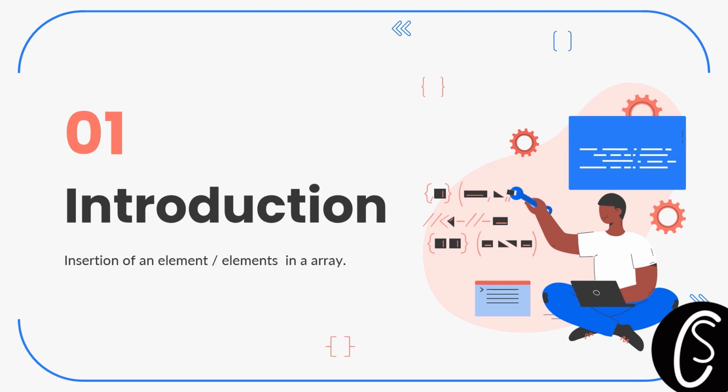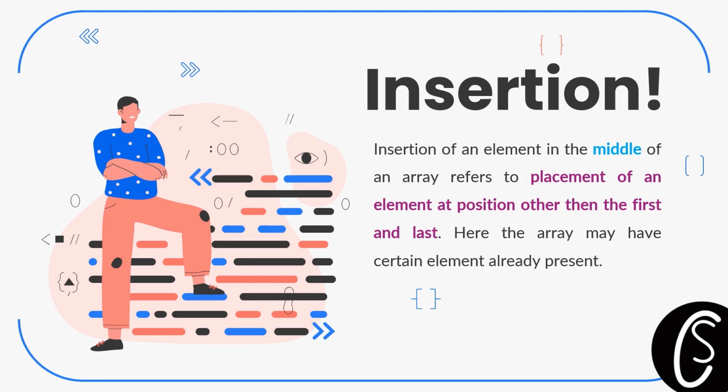Let's start with the introduction and definition of inserting an element in the middle of an array. Insertion in the middle of an array refers to placing an element at a position other than the first and the last positions. In such cases, when the position designated for the new element already contains an element, we must shift all the subsequent elements to the right by one index before insertion. This concept will become clearer during the graphical representation segment.